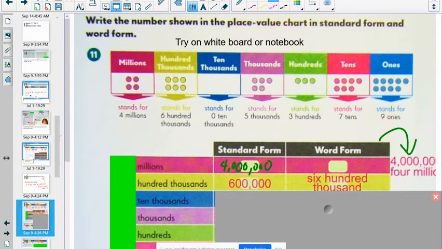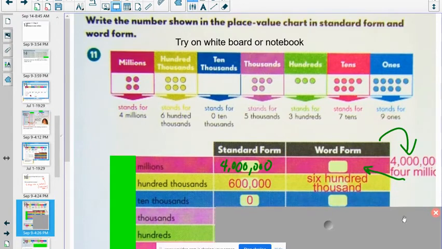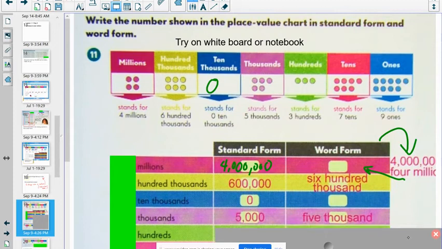Oh, here it is here. So 4 million in standard form and 4 million in word form. Here's your 600,000 in the standard form. Here's your 600,000 in word form. So the 0 in standard form here just indicates that there aren't any 10,000s. So you wouldn't write anything. If you're doing word form, you wouldn't need to write anything. Thousands, you've got your 5,000s and your 5,000 in your word form, your 300 and your 300.